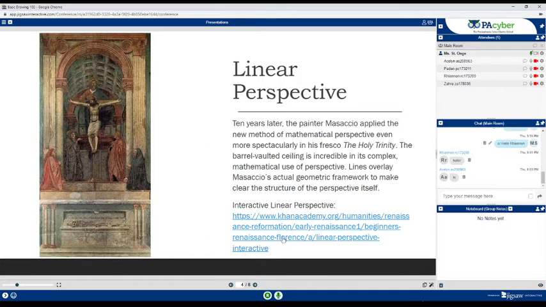Again, this is the linear perspective website that goes over the vanishing point, the outside vanishing point, and things like that. If you ever want to experiment with it, feel free to click on this link now and save it. You should be able to access it even after the class is finished.